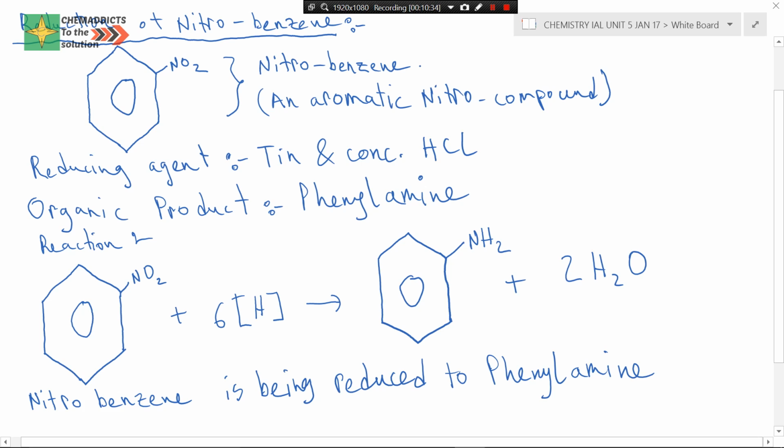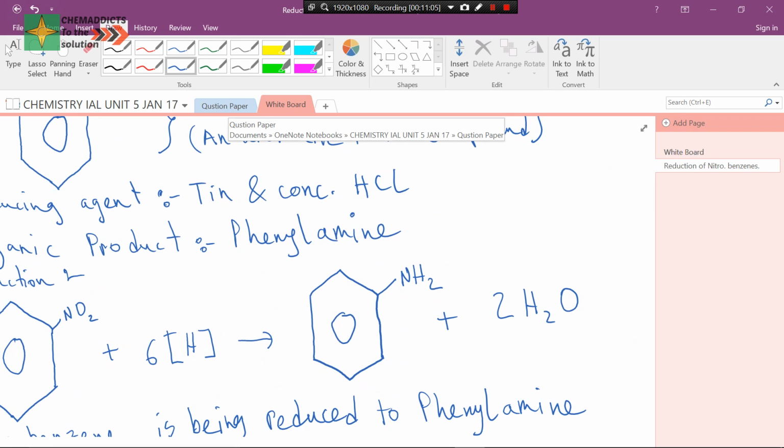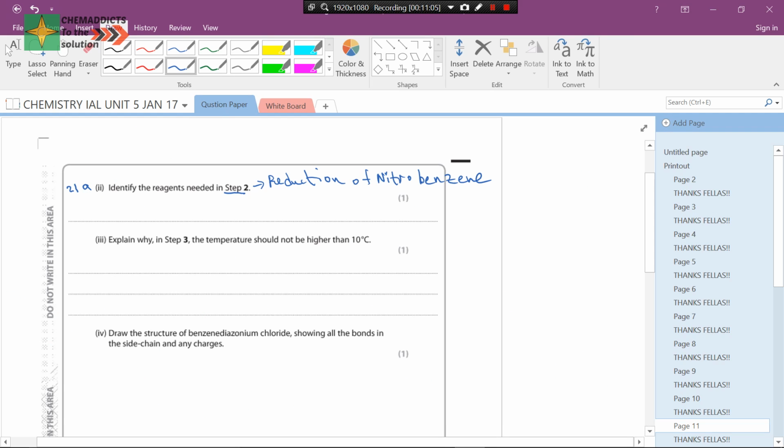So let me repeat this once again. Why is this a reduction reaction? Since oxygen is lost and hydrogen is gained by nitrobenzene, nitrobenzene is reduced to phenylamine, therefore this is a reduction reaction. So fellas, that's all for this question. Now let us move on to the question that we were solving. That's all the concept we need for this question.